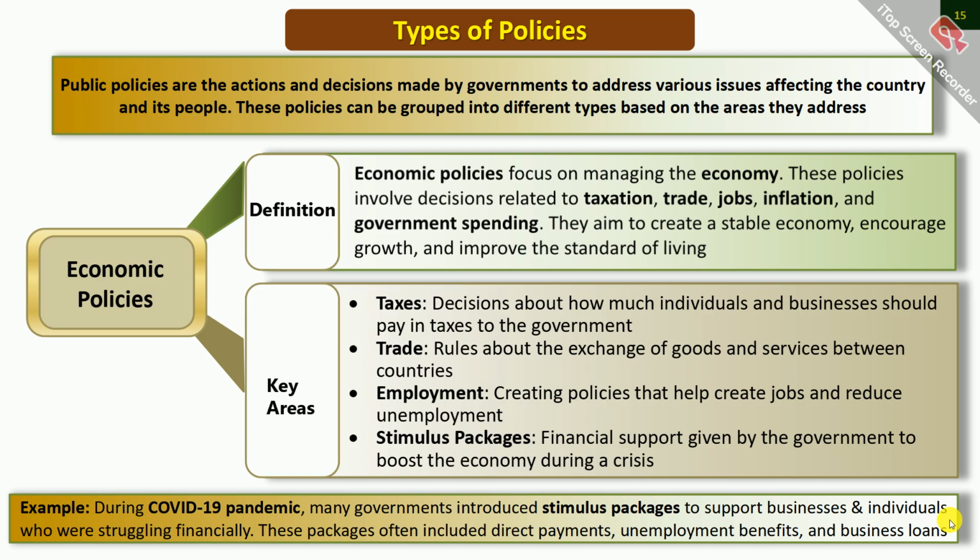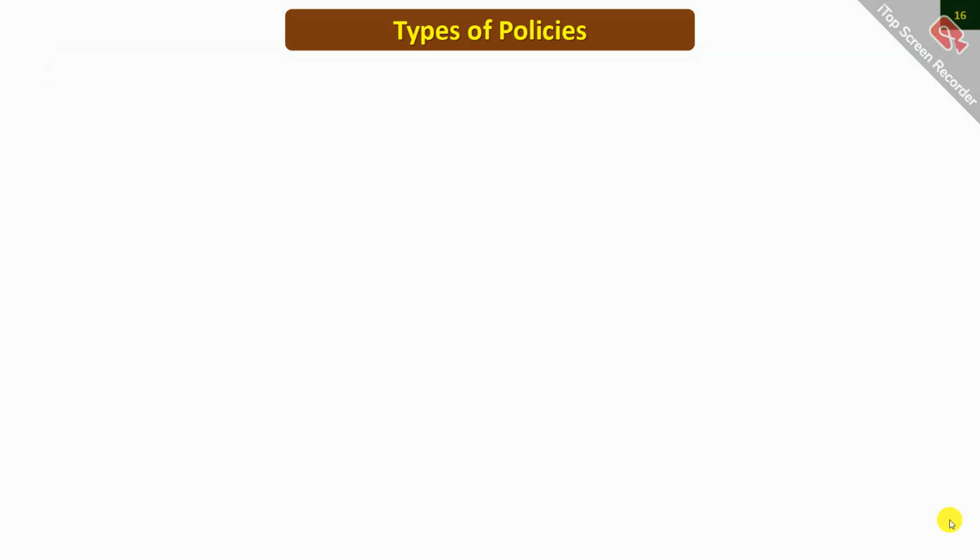Some examples are like during the COVID-19 pandemic, many governments introduced stimulus packages to support businesses and individuals who are struggling financially. These packages often included direct payments, unemployment compensation or benefits, and business loans.